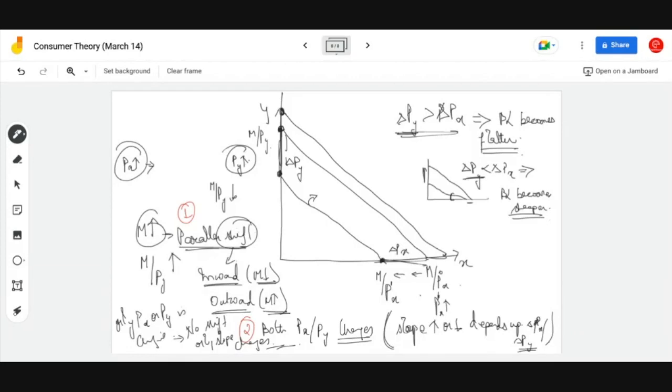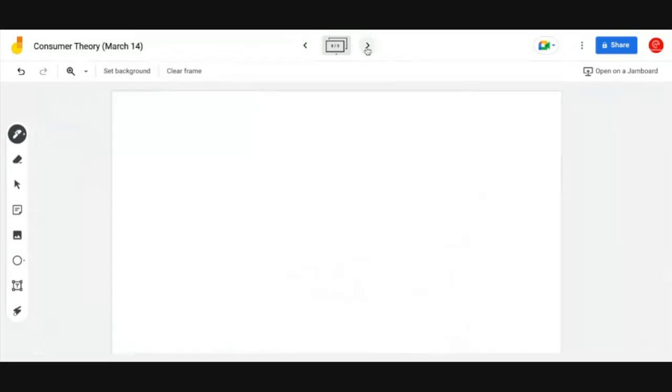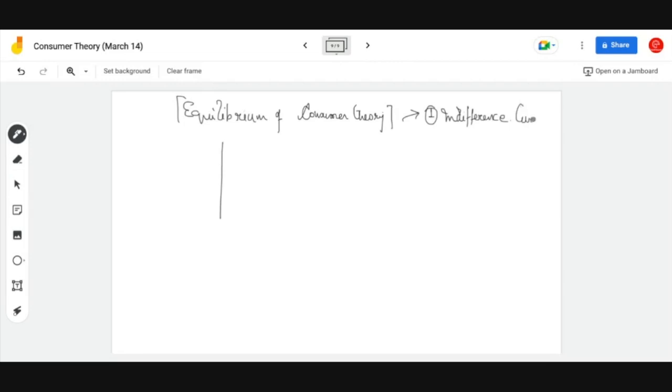So this is all about the budget line. Now let's introduce the concept of equilibrium of consumer theory. Equilibrium of consumer theory depends upon two things. One is your indifference curve, and second is your budget line.